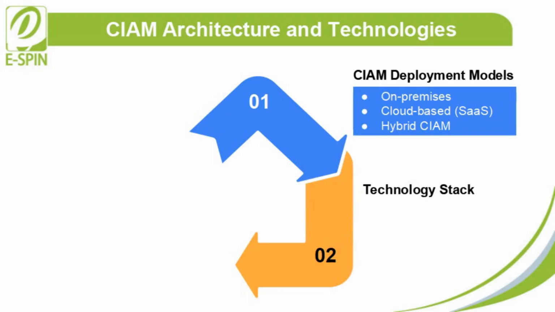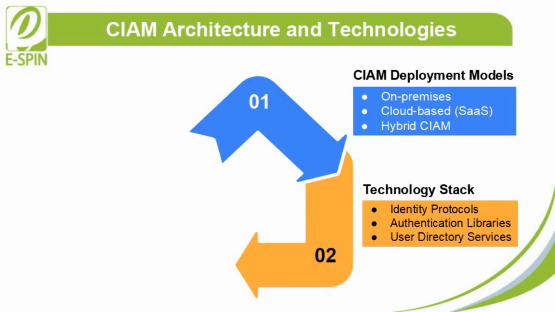2. Technology stack. Identity protocols facilitate secure identity exchange and authorization across systems. Together, they ensure interoperability between services. Authentication libraries and platforms simplify the implementation of login systems. They handle complex workflows like MFA, SSO, and risk-based access. User directory services manage and store customer identity data. Amazon Cognito, a cloud-native option, offers easy integration with AWS services and supports millions of users.